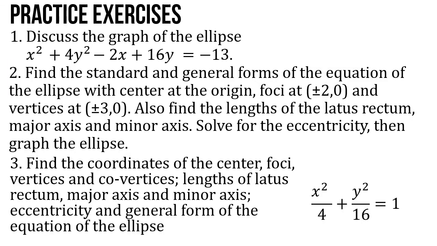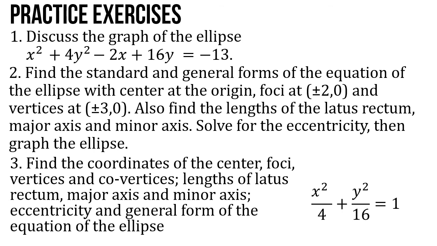So now it's time for practice exercises. I know you're very excited for this. For number 1, discuss the graph of the ellipse x squared plus 4y squared minus 2x plus 16y equals negative 13. When you say discuss, you're going to find the coordinates of the different parts of the ellipse, such as the center, the foci, the vertices, the co-vertices, the length of the minor and major axis, the length of the latus rectum, and then the eccentricity as well. Any data about the ellipse. So try to discuss it as much as possible.